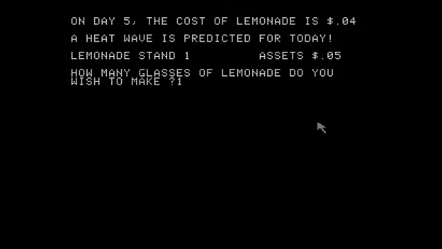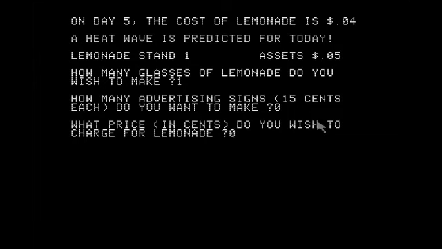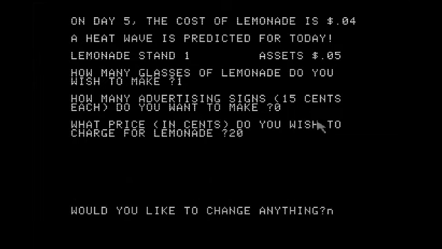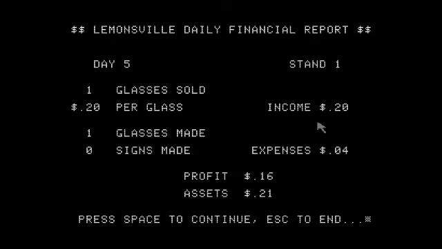One. Because that's all I can do. No signs. I don't want to charge 0 cents. I want to charge 20 cents. Gotta take risks. I sold it.